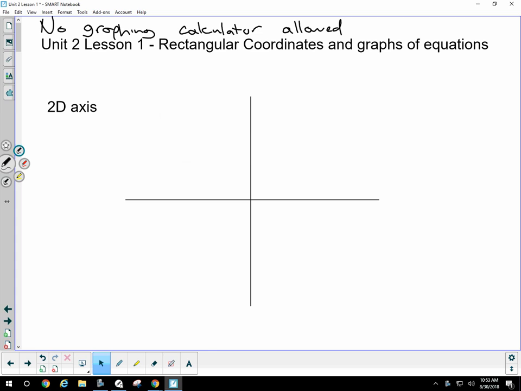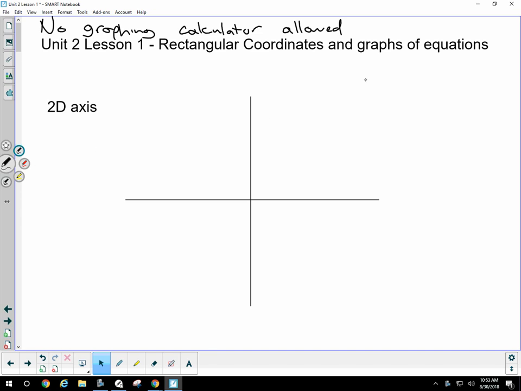So we're going to be graphing linear equations, and we're going to be investigating linear equations in the second unit. What's really important about this compared to past algebra classes that you had is that I will not let you use your graphing calculator. So if you've relied on your graphing calculator in the past, it's gone.